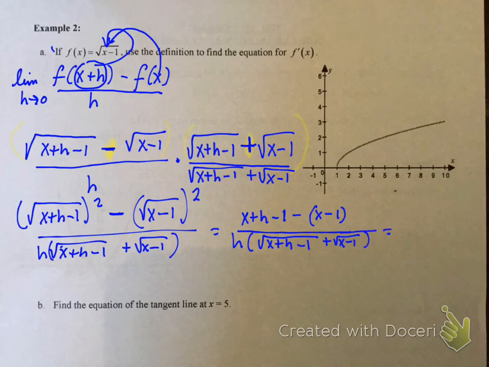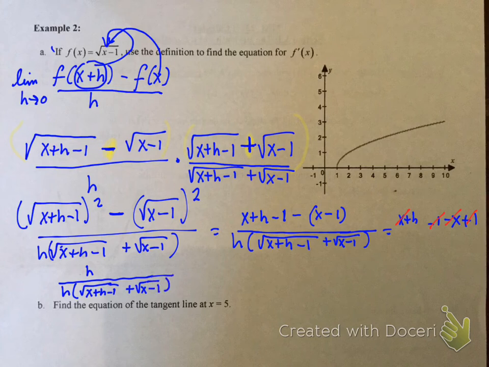Okay. All right. So simplifying this again, I get x plus h minus 1 minus x plus 1. So what happens here is the x's cancel each other and the 1's cancel each other. So what am I left with? In the numerator, I'm left with h. Now I have h over h times the square root of x plus h minus 1 plus the square root of x minus 1. Excuse me, I gotta be careful there. And the h's now cancel.